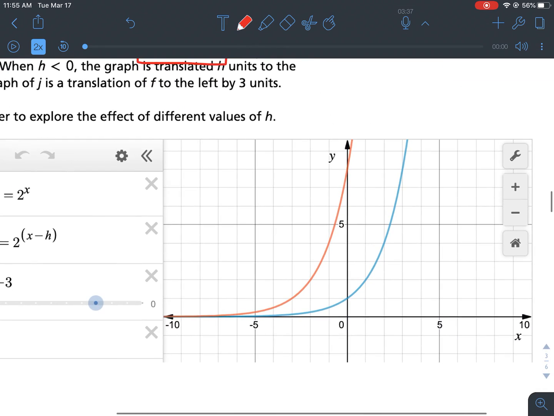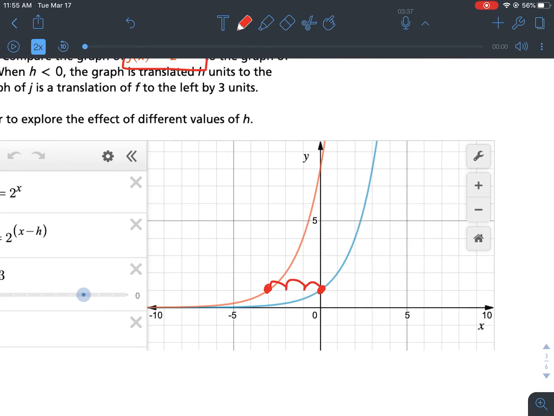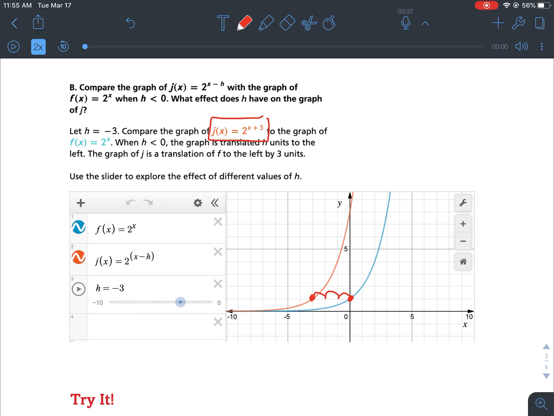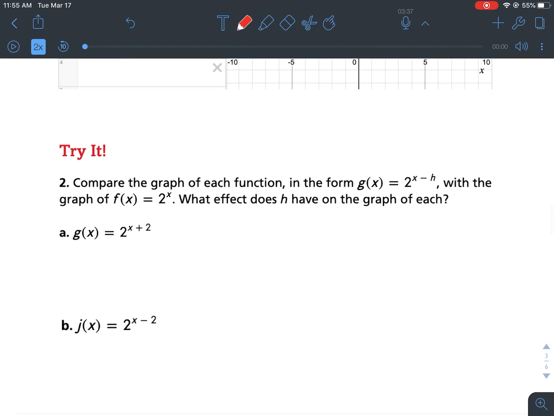So again, if you look at your blue line, let's find a point, which is here. Now let's find a point on the red line in the same area. 1, 2, 3. So that means I go to the left 3 units. Okay? So now go ahead and take a moment and do the try it A and B.